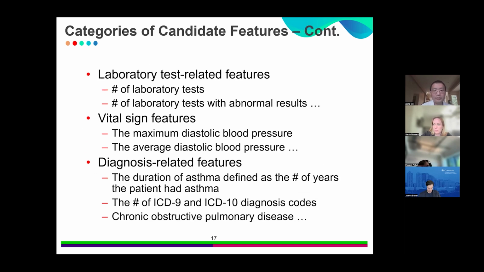We consider lab test-related features, such as the number of lab tests and the number of lab tests with abnormal results. We consider vital sign features, such as the maximal systolic blood pressure, the average diastolic blood pressure, etc. We have diagnosis-related features, such as the duration of asthma, which is defined as the number of years that a patient had asthma, the number of ICD diagnosis codes, and whether the patient has a particular diagnosis code, such as the COPD diagnosis code, etc.